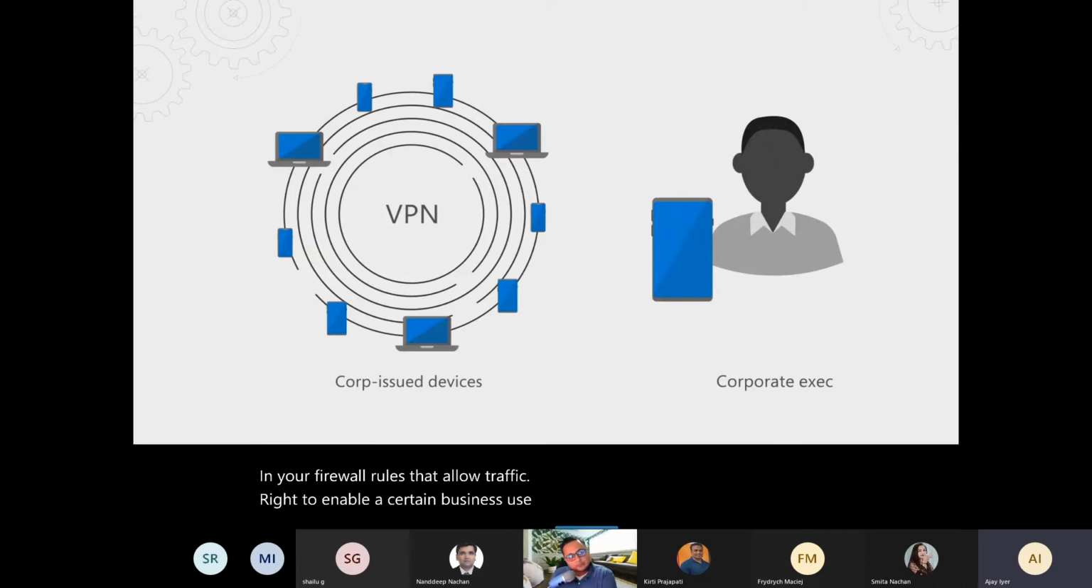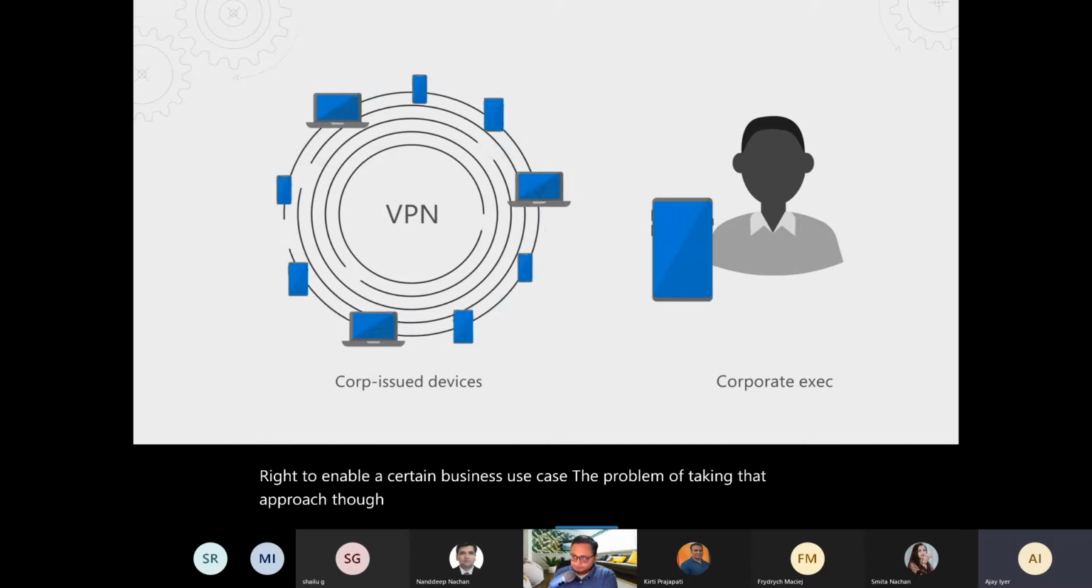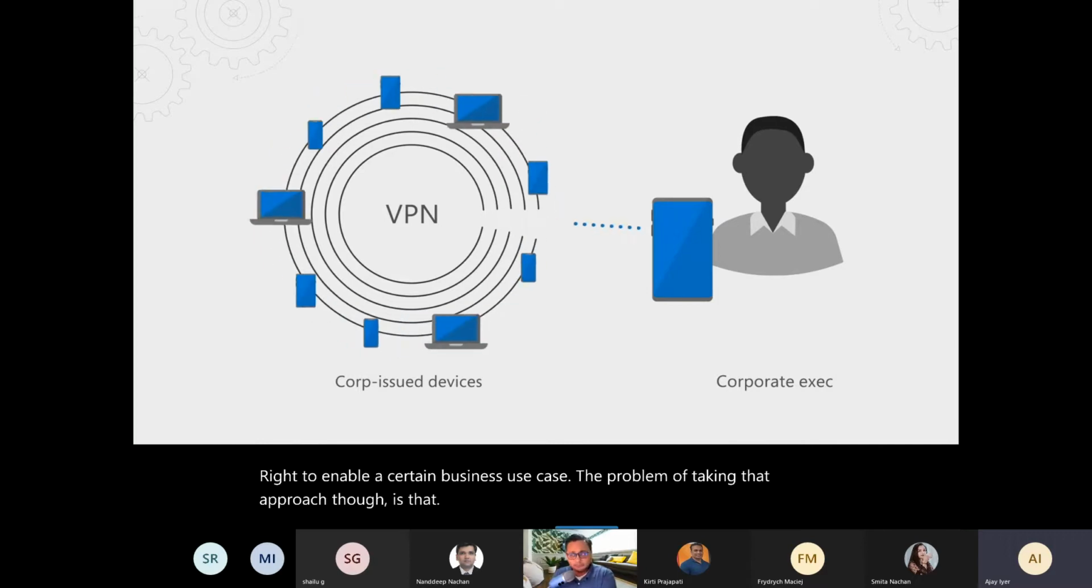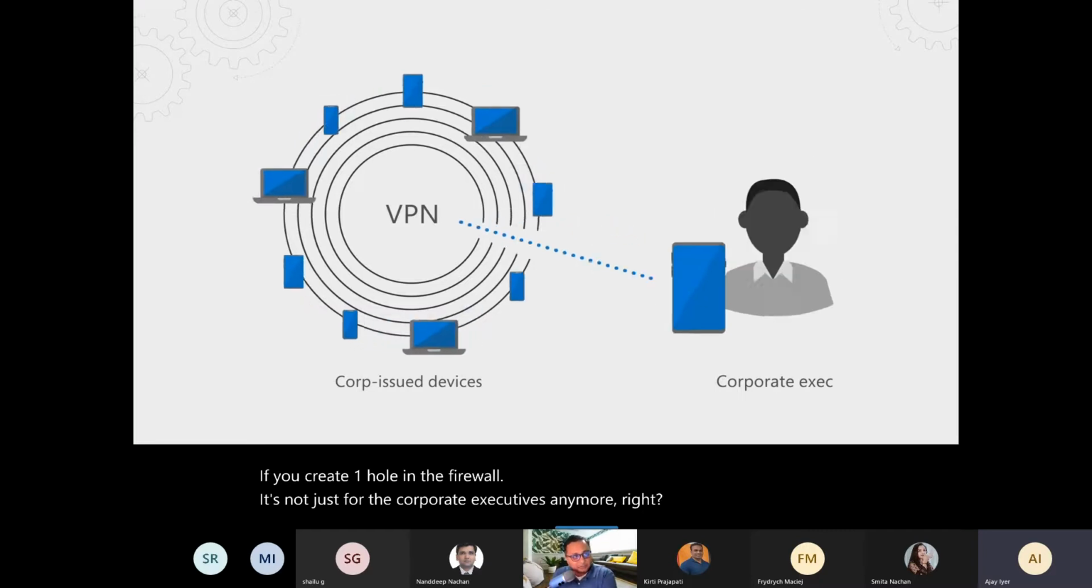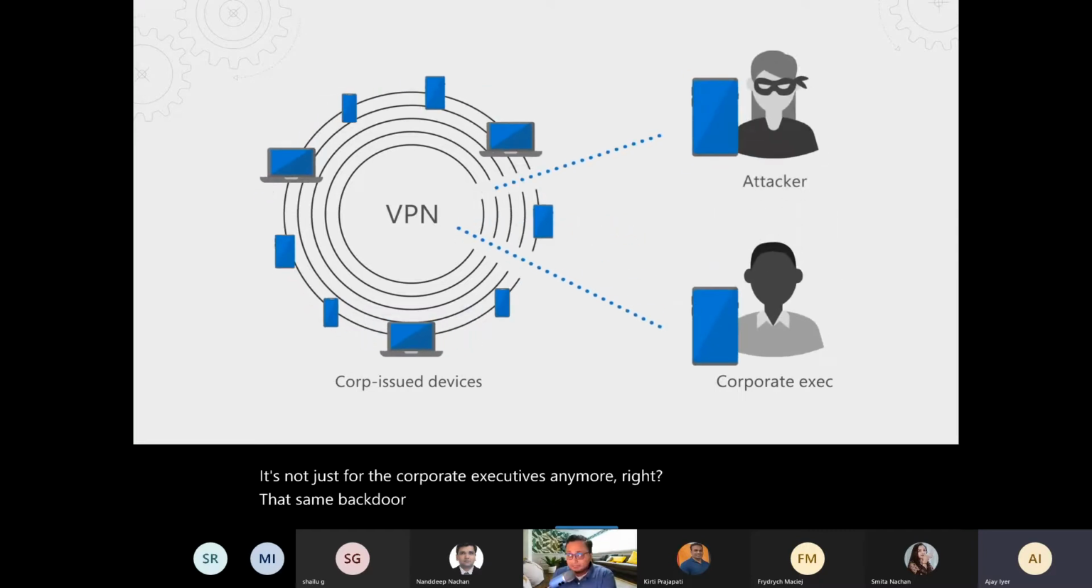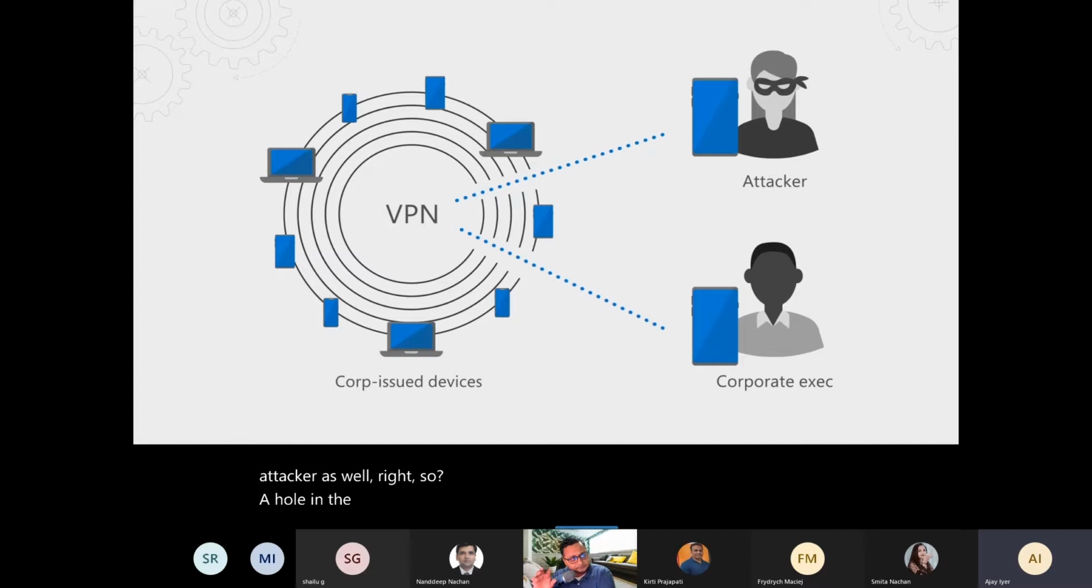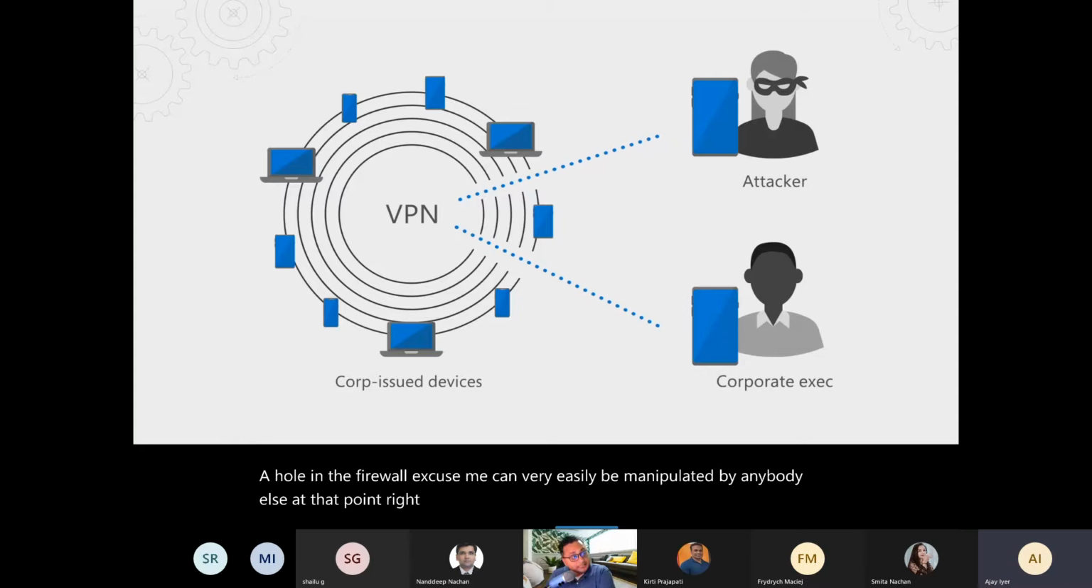The problem of taking that approach, though, is that if you create one hole in the firewall, it's not just for the corporate executive anymore, right? That same backdoor ends up getting used by, in this case, a malicious attacker as well. So a hole in a firewall can very easily be manipulated by anybody else at that point. Anybody else that has malicious intent now has a means to get inside the system.